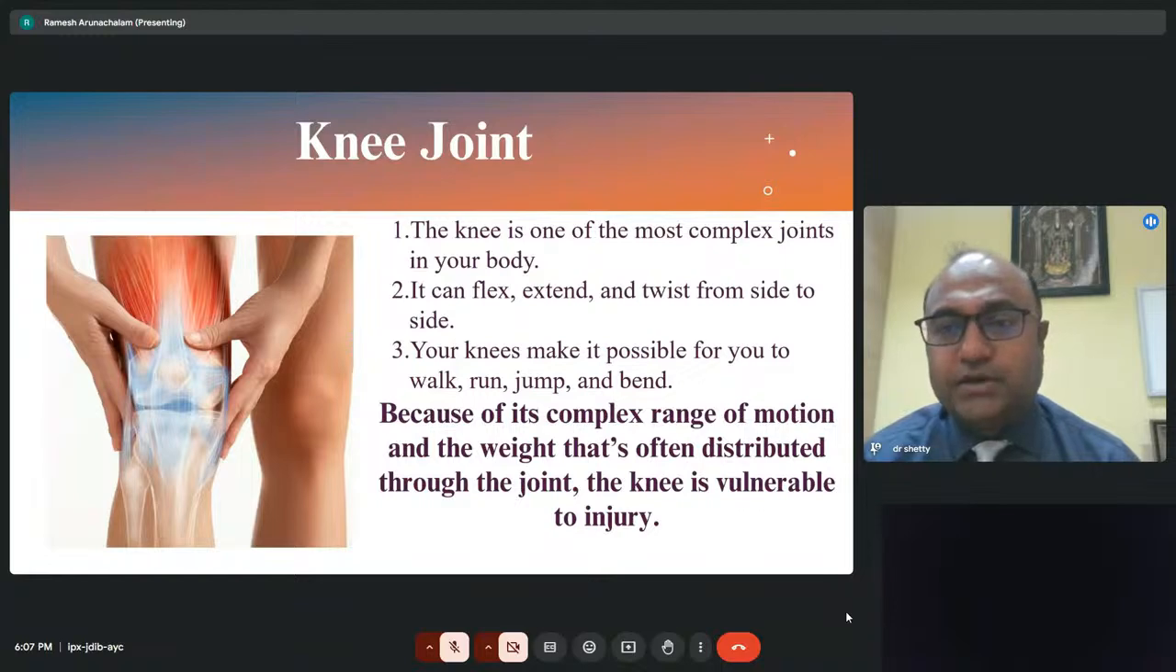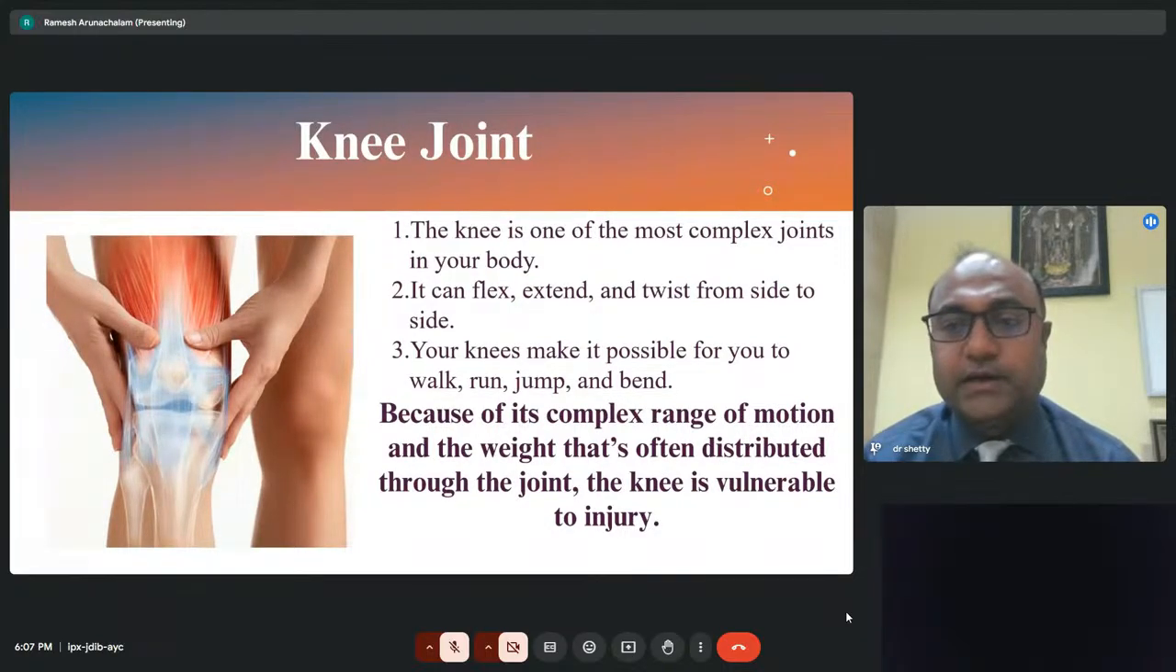So the whole idea is to understand that knee joint is a very unique joint of the body. It is prone to load. It is devised by nature to take load. So it is meant to help us go up and down stairs, do squats, do lunges, walk for long durations, run, jump, and all these things.